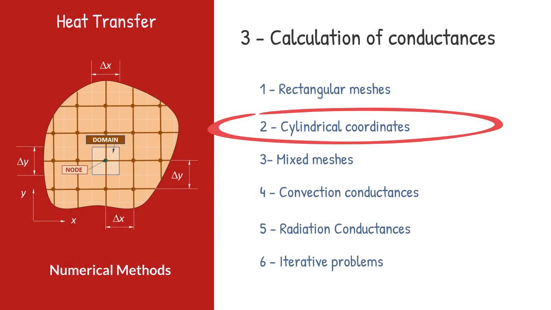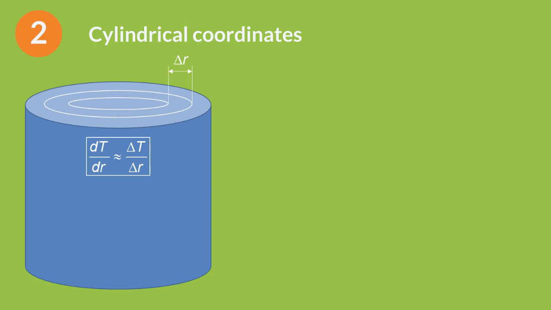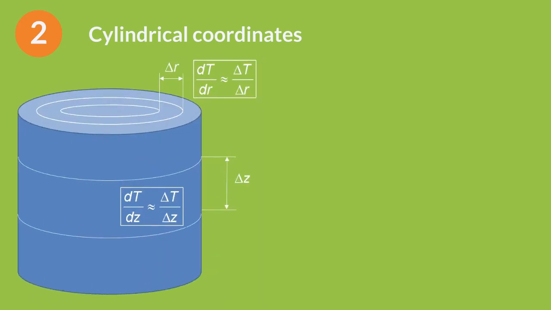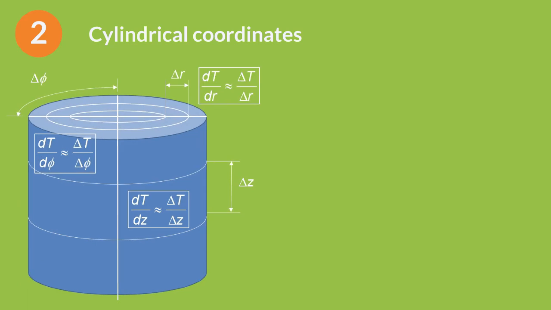Cylindrical coordinates. Given a cylinder, if there is temperature variation in the radial direction, r, we can divide the cylinder into domains that will be concentric cylindrical walls, except for the inner domain, which will remain a cylinder. If there is temperature variation in the direction of the axis, we can divide the cylinder into domains in the direction of z. If there is temperature variation in the direction of the angle, we can divide the cylinder into domains in the direction of the angle phi. The domains in cylindrical coordinates are segments of cylindrical walls, except the core domains, which are segments of a cylinder.